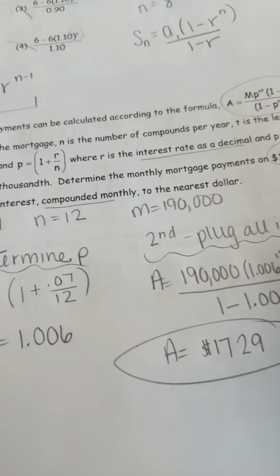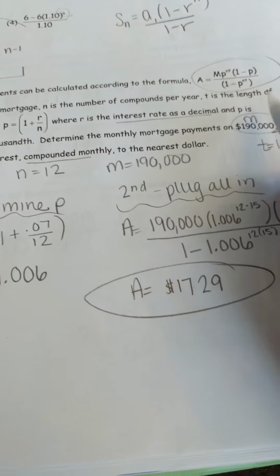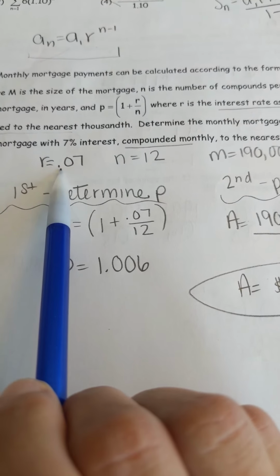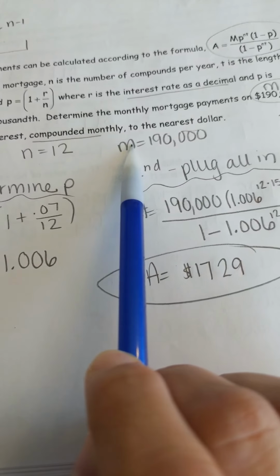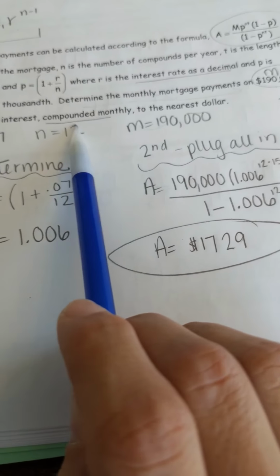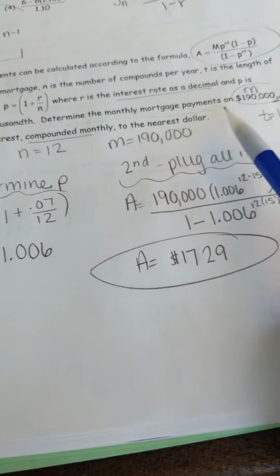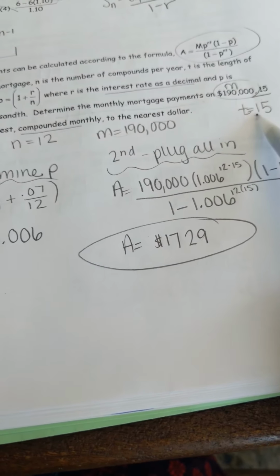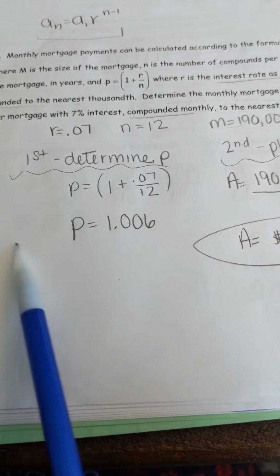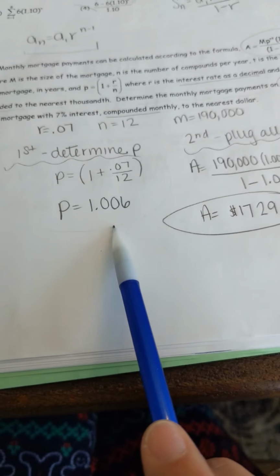The next one is just incredibly wordy, got a lot of variables going on, but it's not difficult if you slow it down, okay? So they give you everything you need: the R, the N, the M is, where am I looking for? It's the size of the mortgage, excuse me, took me forever to find that. T is the time, 15 is the time, and I strongly recommend figuring out what P is first, okay? 1 plus R divided by N, round it to the nearest thousandth.